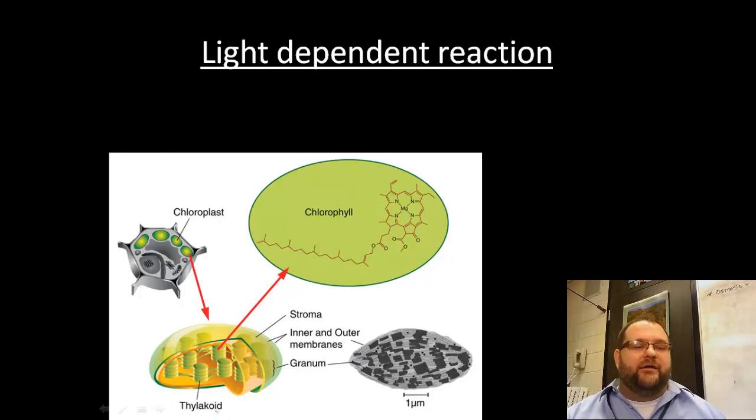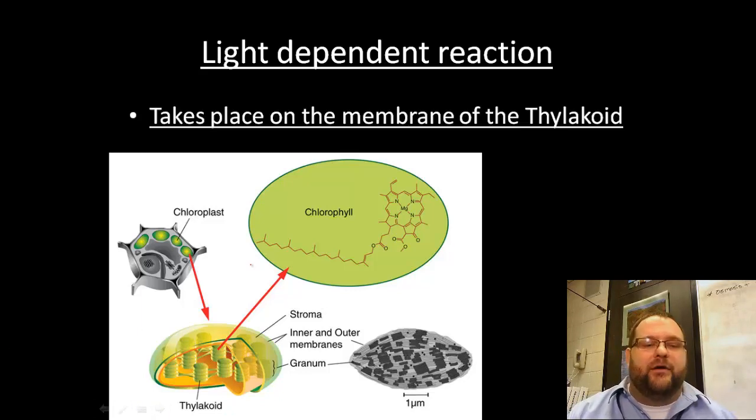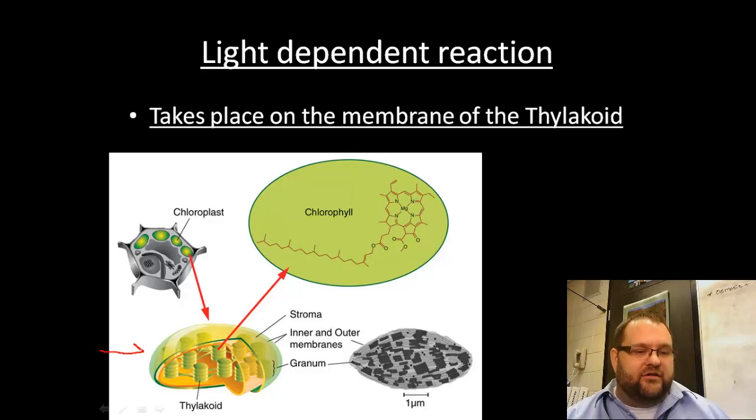Now, the light-dependent reaction. The light-dependent reaction takes place on the membrane of the thylakoid. So if we remember our thylakoid, this is our chloroplast, and if we zoom in on a chloroplast, we have this thing here. It's got these little stacks called grana, and it's these little discs, the thylakoids. Well, it's on this membrane, so on the phospholipid bilayer of the thylakoids, that the light-dependent reaction takes place.